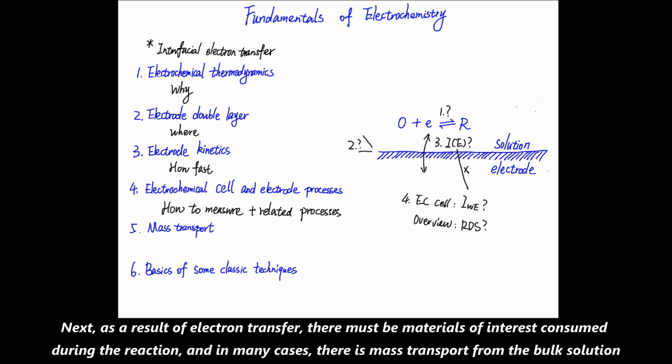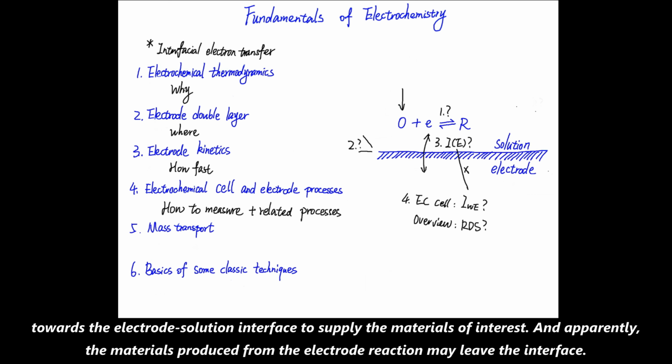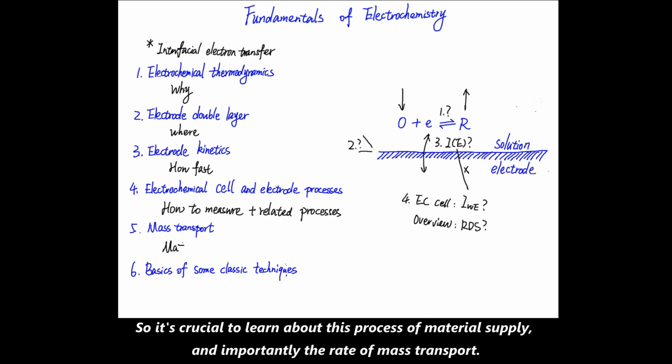Next, as a result of electron transfer, there must be materials of interest consumed during the reaction. And in many cases, there is mass transport from the bulk solution towards the electrode-solution interface to supply the materials of interest. And apparently, the materials produced from the electrode reaction may leave the interface. So it's crucial to learn about this process of material supply. And importantly, the rate of mass transport.